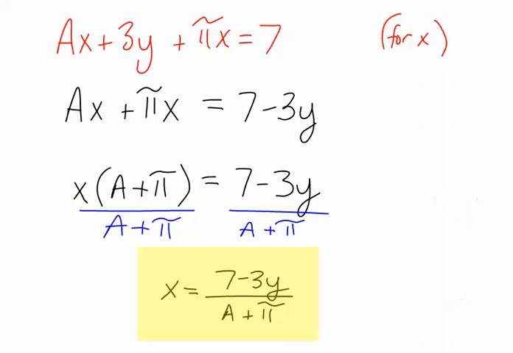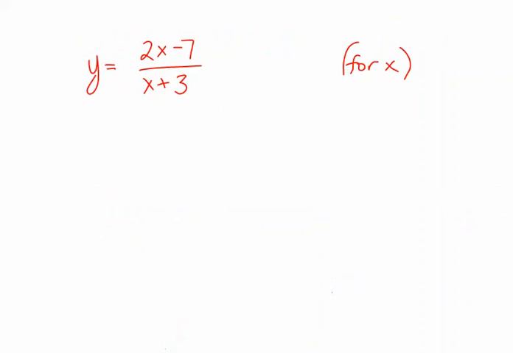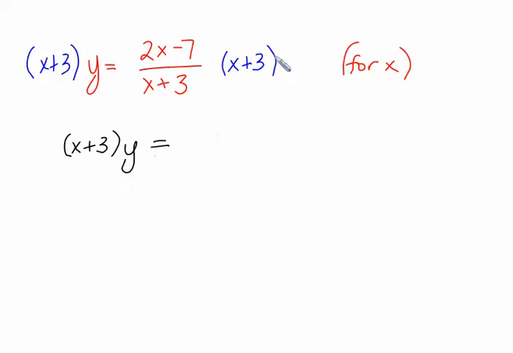Another type of problem that we looked at in class is written on the board. The first thing we wanted to do was get rid of the fraction. We're solving for x, so we will multiply on both sides by x plus 3. Once we multiply on both sides by x plus 3, the left-hand side is x plus 3 times y. The right-hand side, the x plus 3's cancel. We just get 2x minus 7.